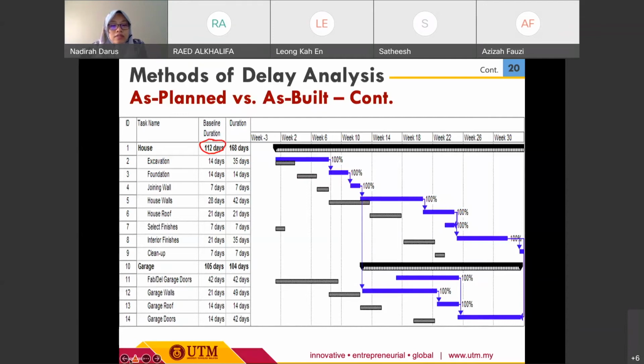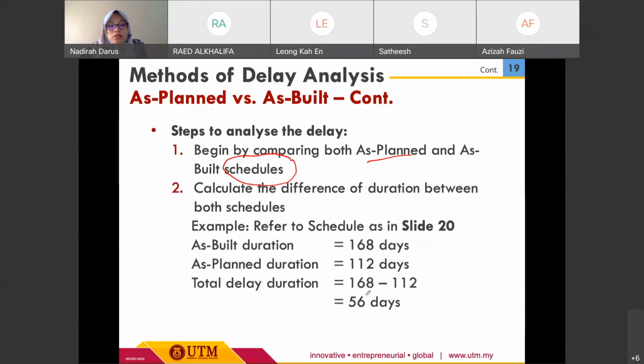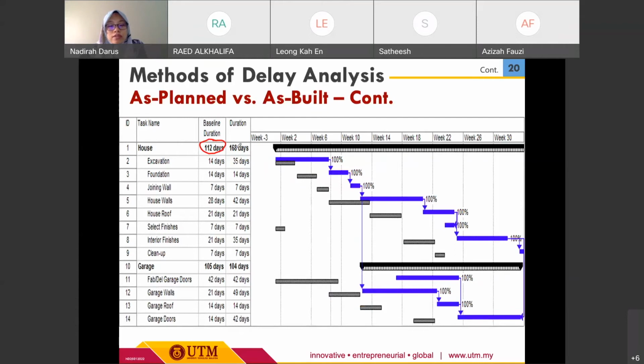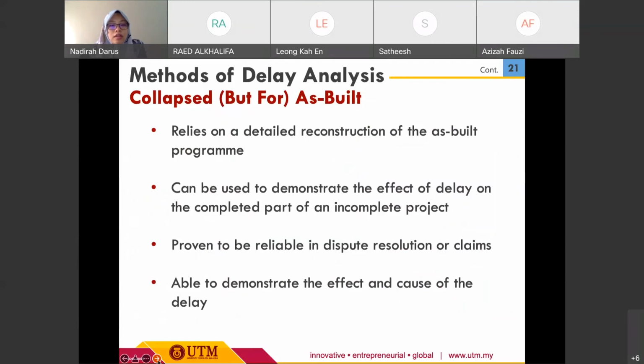For the calculation, we just do the deduction here. This is the delay duration for this project. We compare the as-built and as-planned durations: as-built, the actual one, is 168, and the baseline as-planned is 112 days. So we just do the direct comparison. That's all for the first method, and then we have the second one, RA, retrospective analysis.